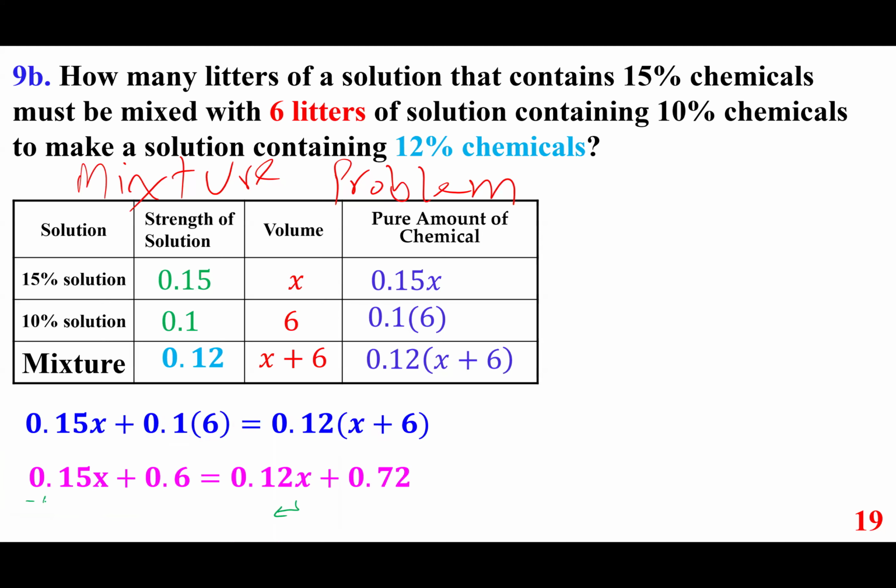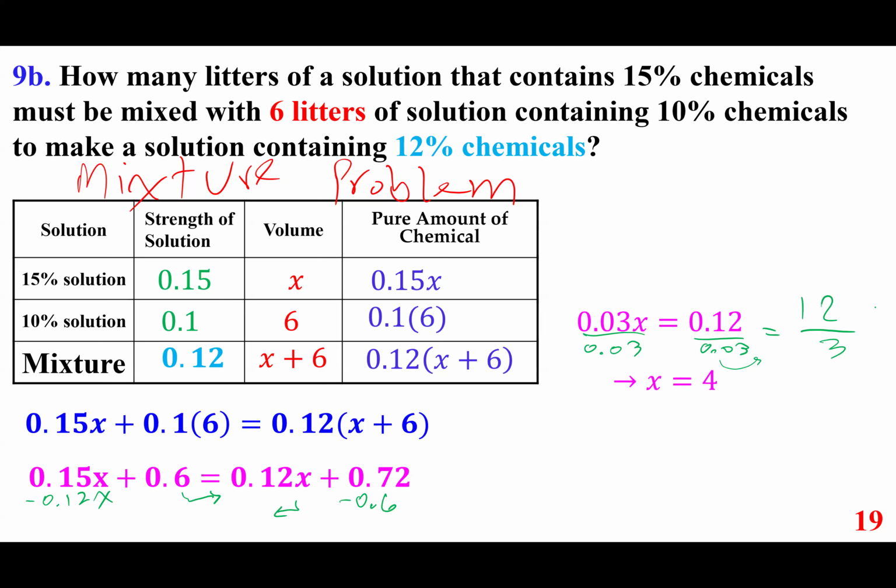Move this here, negative 0.12X. Their difference is 0.03X. Move this one, and their difference is 0.12. Divide both sides by 0.03. Move the decimal by 2. Get 12 over 3, or X equals 4. So we need 4 liters of 15% solution.